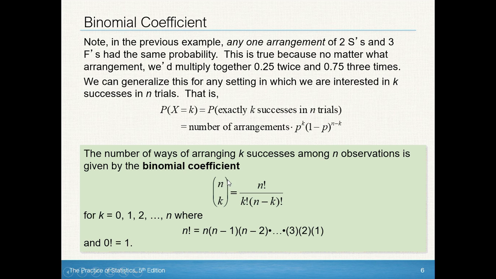Well, you can generalize it using what we call the binomial coefficient. So this is called n choose k. And n is the number of tries, in this case it was 5, and k is the number of successes. So it's 5 factorial over 2 factorial times 5 minus 2 factorial. Now remember, factorial is just the number times the number minus 1 times the number minus 2 all the way down until I get to 1. And 0 factorial is defined as being 1.